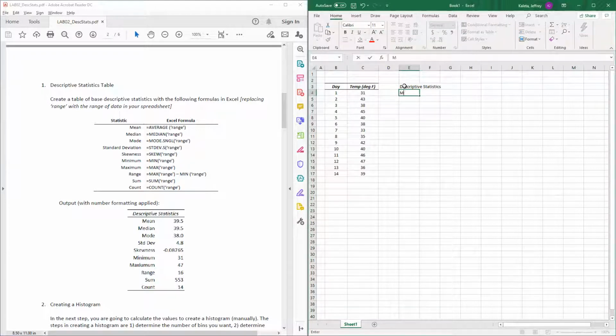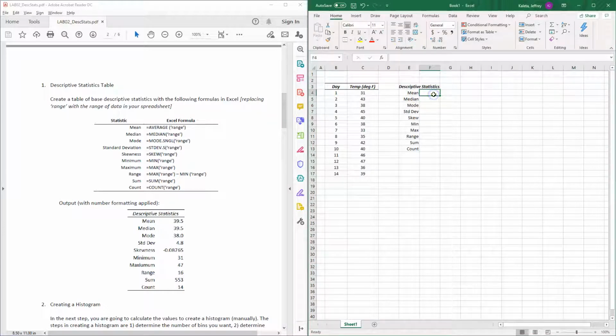So what we're going to do is mean, median, mode, standard deviation, skewness, minimum, max, range, sum, and then the count. All right. So I'm going to right adjust these, and I'm going to use this little baby here. Copy that format there, and then put this right there.